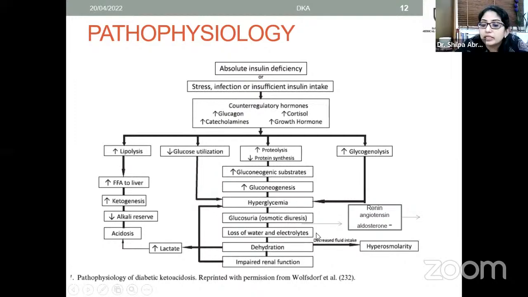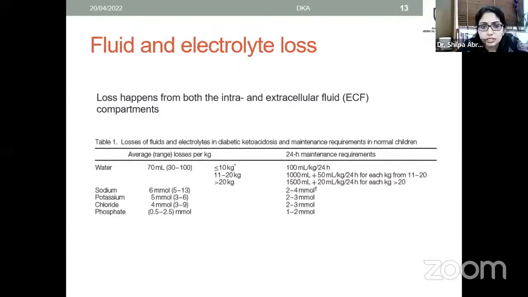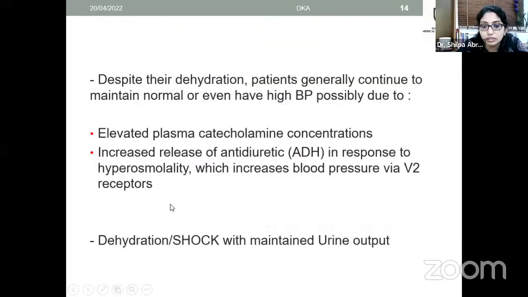So again, when there is loss of water and electrolytes, what is stimulated? Your renin, angiotensin, aldosterone mechanism is stimulated, which will lead to loss of potassium, and that will again add on to the hypokalemia. This is just to give an idea about the amount of fluid and electrolytes lost in urine in DKA. So the average loss of water is about 70 ml per kg. It's huge. Okay, and sodium and potassium about 5 to 6 millimoles per kg is lost in urine.